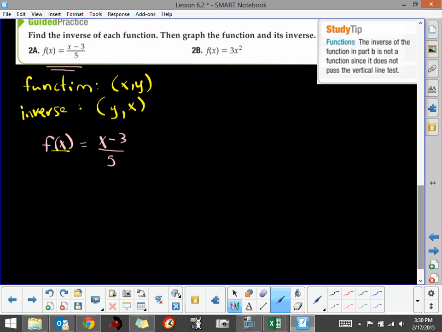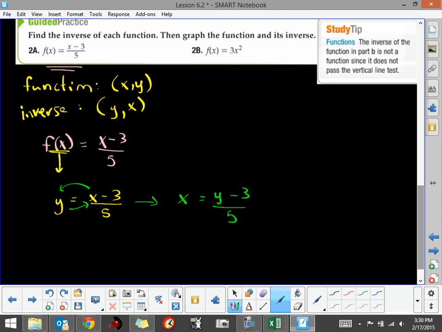Well, that's a little bit of a problem because we don't see a y, but f of x represents your outputs, your y's. So we're going to make the first substitution of taking out the f of x and replacing it with the output variable y. Now we're going to switch the roles of x and y. To find the inverse, we need to make sure that the x and the y roles get reversed, all over 5.